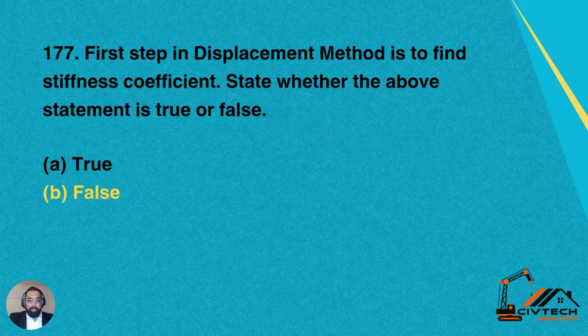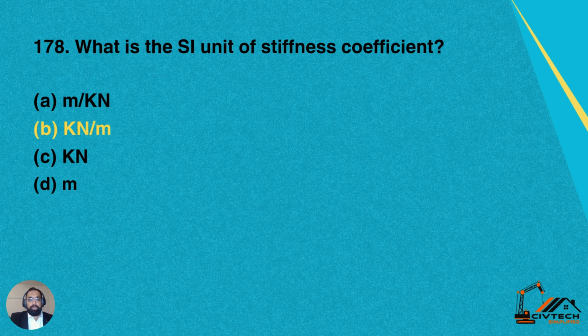Question number 177. The first step in displacement method is to find stiffness coefficient. State whether the above statement is true or false. So we know that this statement is false. So B is the correct option for this question. A was true while option B is false. So B is the correct option over here.